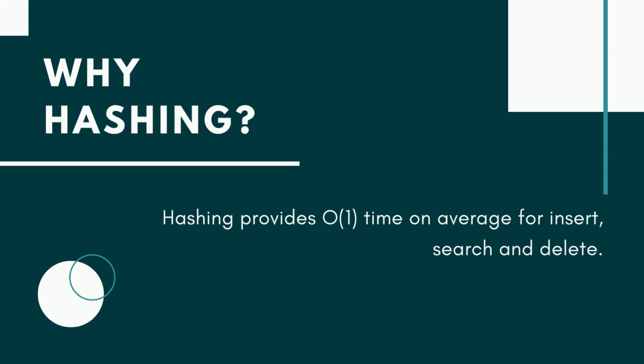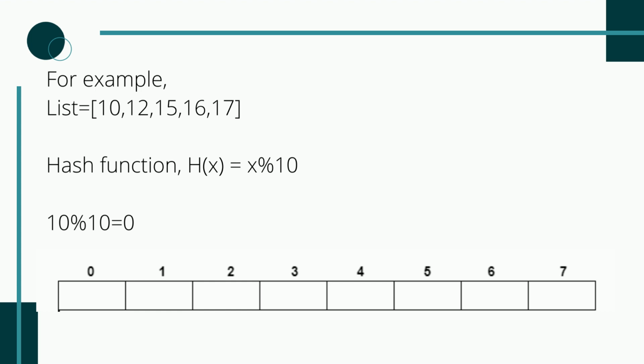It is done for faster access to elements. The efficiency of mapping depends on the efficiency of the hash function used. Now, let us look into an example to understand hashing. We have a list of values and a hash function which is x mod 10, where x is the value. We will start with the first value.